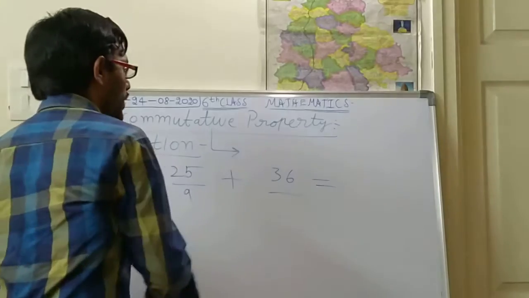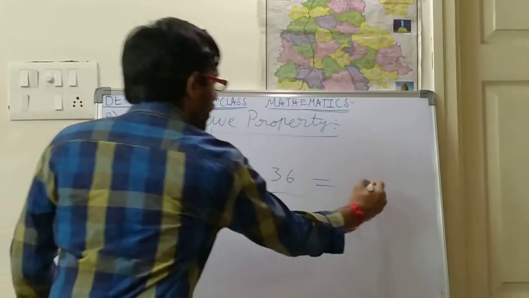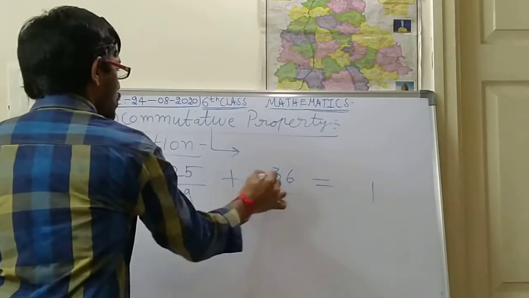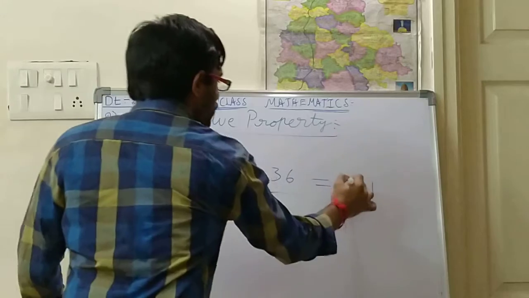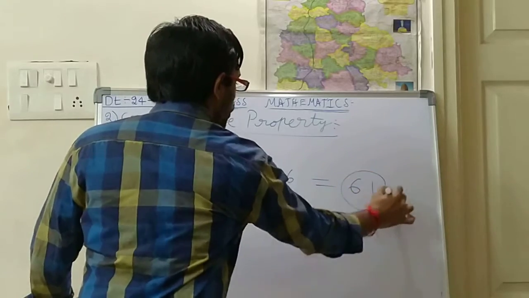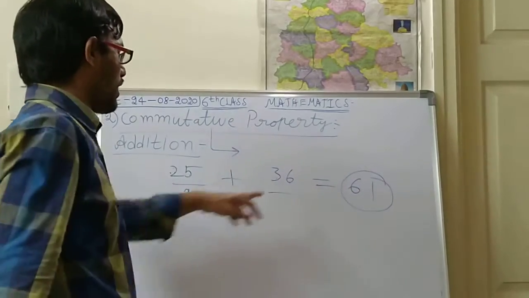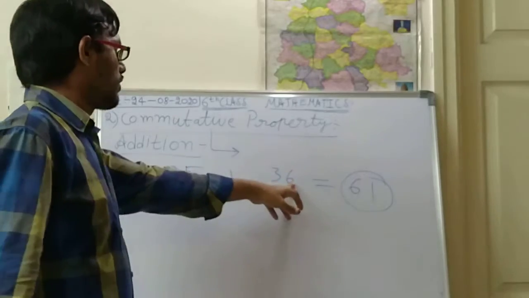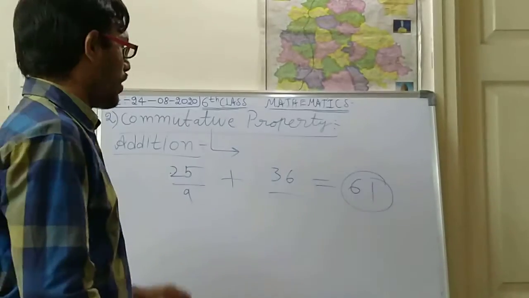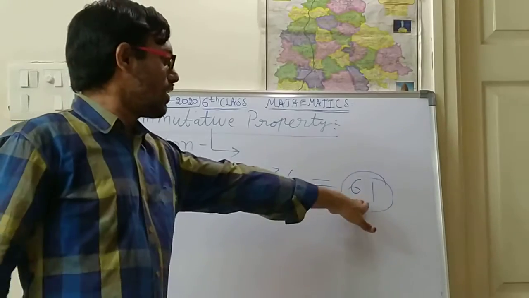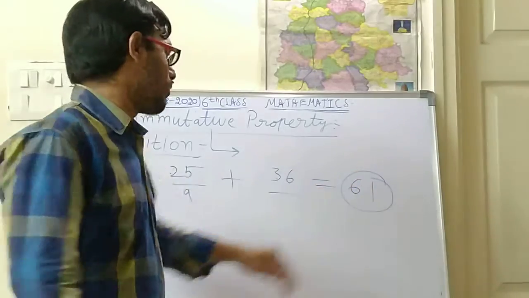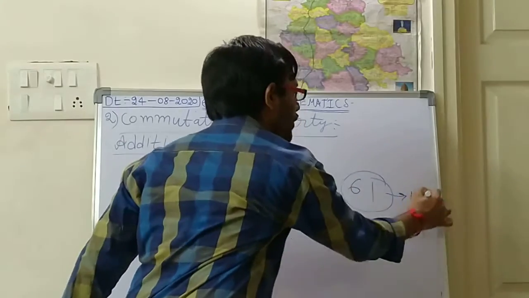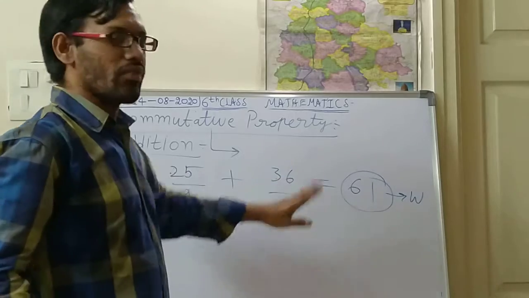So what is 25 plus 36? 6 plus 5, 11. So 1, carry 1. 3 plus 2, 5. 5 plus 1, 6. So 25 plus 36 is 61. So a plus b is also a whole number only. 61 is also a whole number only. So this is one step.